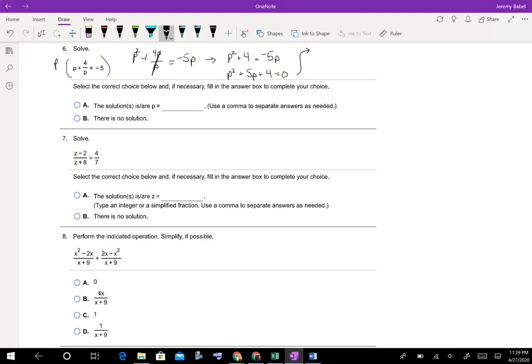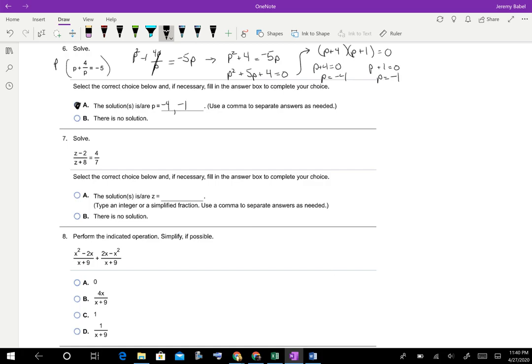Let's see if that factors. All right, so p times p for p squared. 4 we could get with 4 and 1, which would add to 5. So plus 4, plus 1. p times p is p squared, plus 1p plus 4p, that gives me 5p. All right, so solve this. We would have p plus 4 equals 0, p plus 1 equals 0, p equals negative 4, or p equals negative 1. So there are some solutions, and that would be negative 4, negative 1.